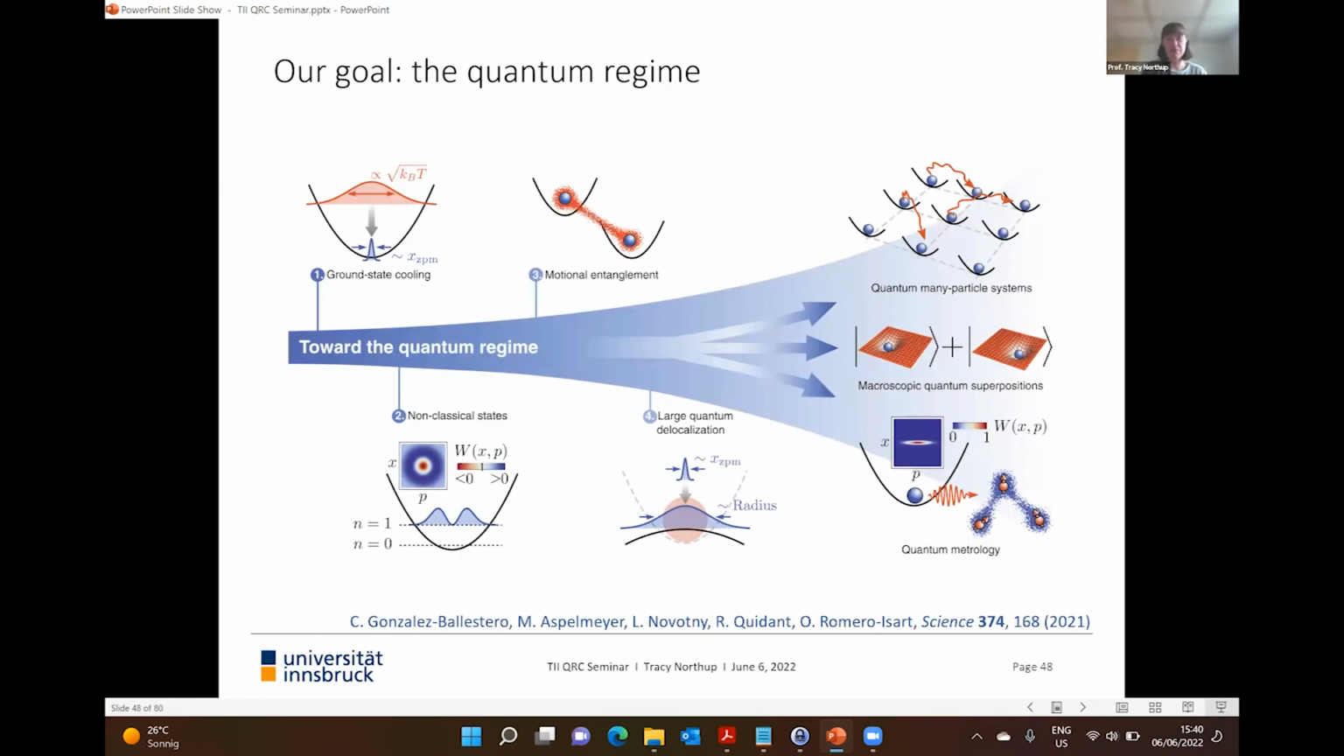And we'd like to head towards the quantum regime. I haven't described to you any results that are in the quantum regime yet. And I've told you that there's only a few groups now worldwide who are working in the quantum regime, but it's an exciting time because we're really at that threshold where, having seen ground state cooling in both the Aspelmeyer and the Novotny groups, the field is now interested in preparing non-classical states, and in the end, moving towards large quantum delocalization and macroscopic quantum superpositions.